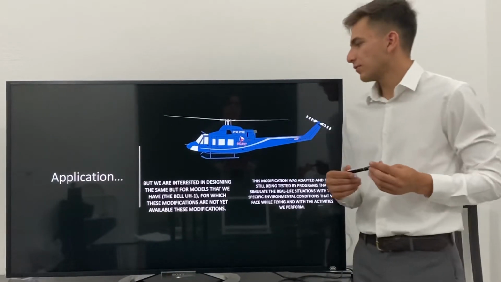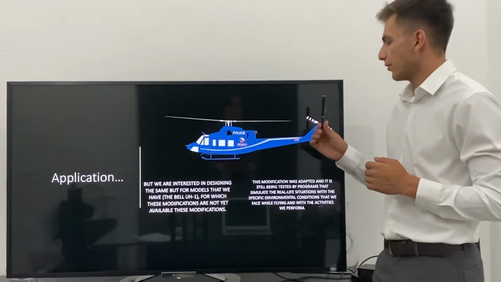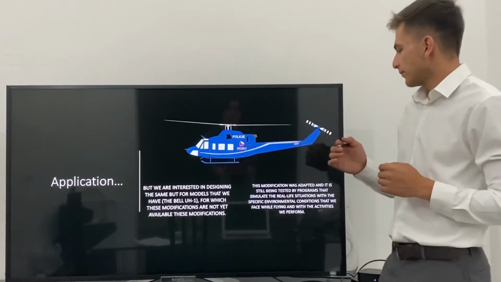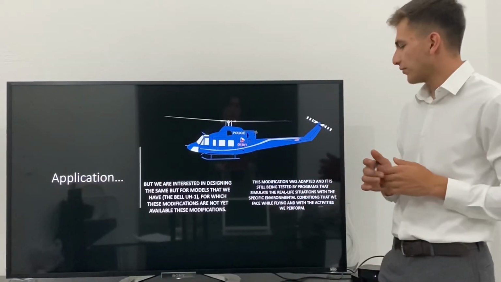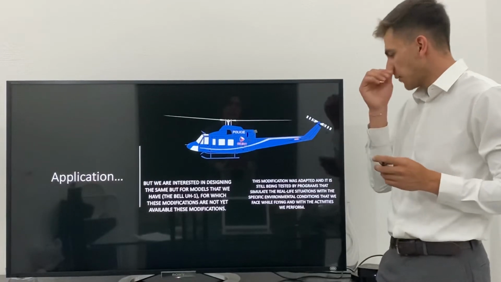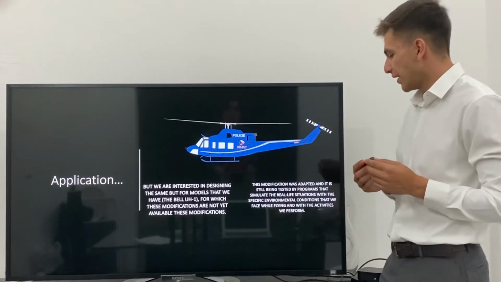We're more interested in designing the same for the Bell. This modification was adapted, and it is still being tested, with programs that simulate real-life situations with the specific environmental conditions that we face while flying.